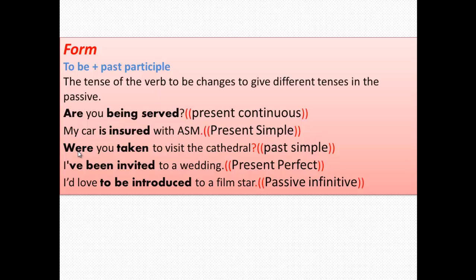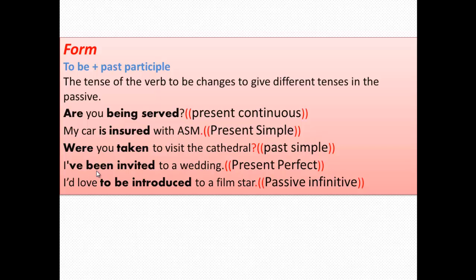The following example: I've been invited to a wedding. Here we can see have. After that we have the verb to be in the third form, or past participle, then the past participle of the full verb, the normal verb. I have been invited to a wedding. So the sentence expresses present perfect.